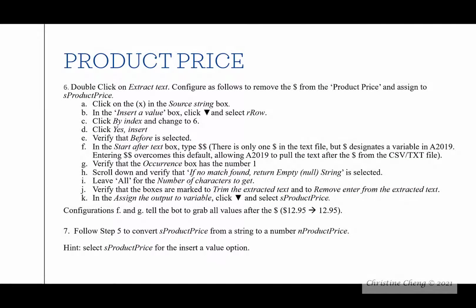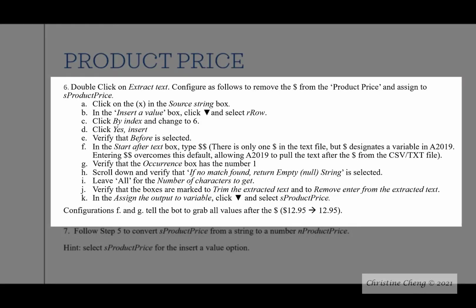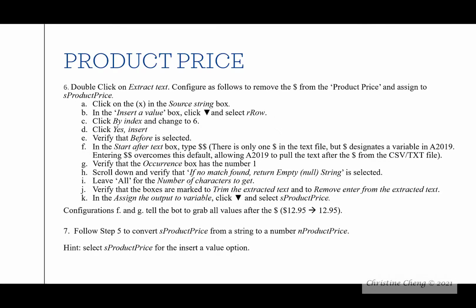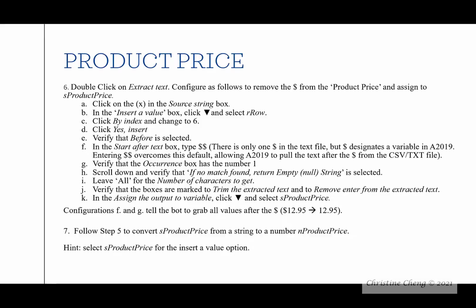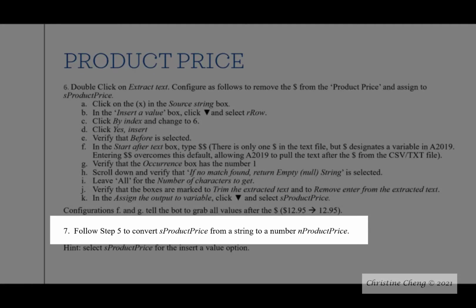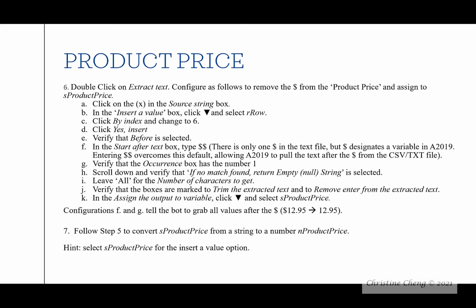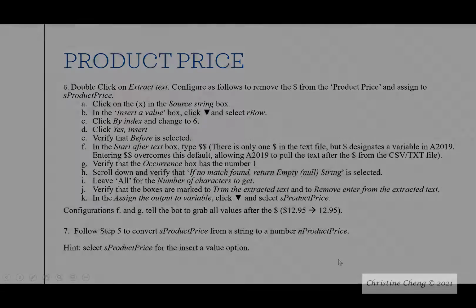How did you do? We have to complete this process using two actions. First, we have to extract the dollar from the product price. Because we are extracting text, the product price will be assigned to a string variable, s product price. Then we have to use the toNumber action in order to convert the product price from a string variable to a numeric variable. Let's get into A2019 to see what these two steps look like.